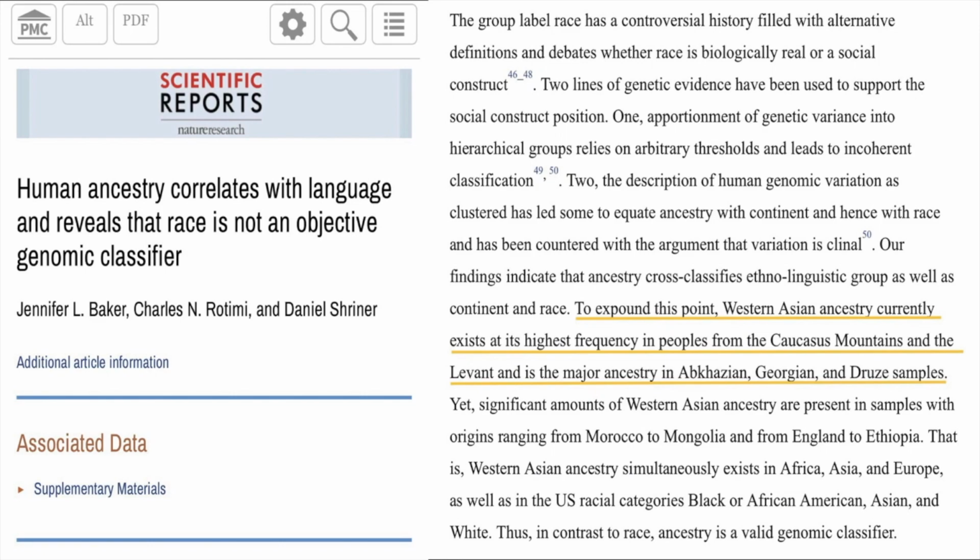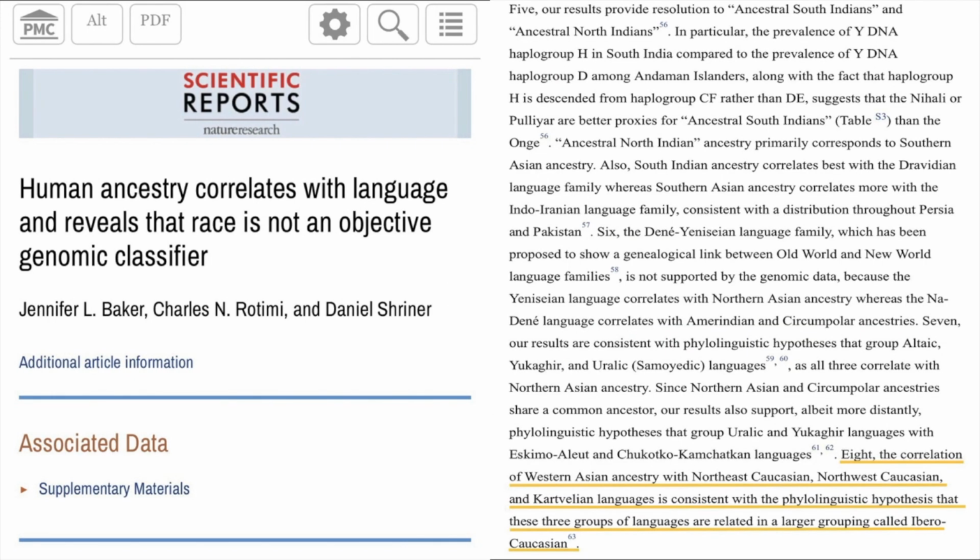To expound this point, West Asian ancestry certainly exists at its highest frequency in peoples from the Caucasus Mountains and the Levant, and is the major ancestry in Abkhazian, Georgian, and Druze samples. The correlation of West Asian ancestry with Northeast Caucasian, Northwest Caucasian, and Kartvelian languages is consistent with the phylogenetic hypothesis that these three groups of languages are related in the larger grouping called Ibero-Caucasian.